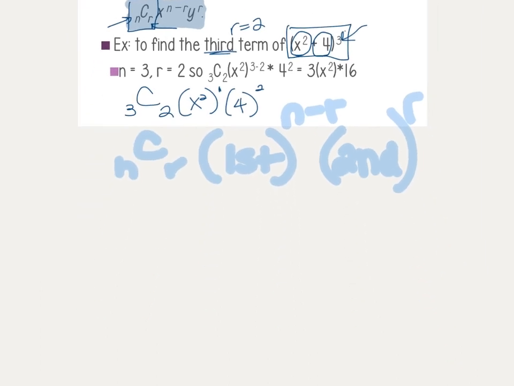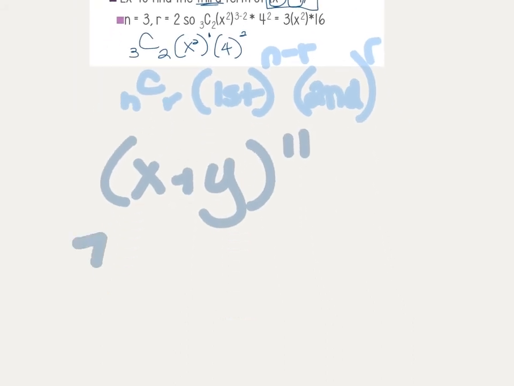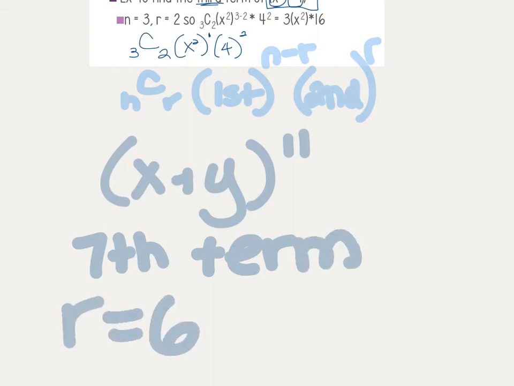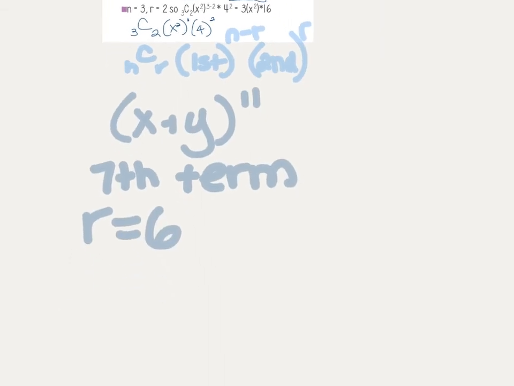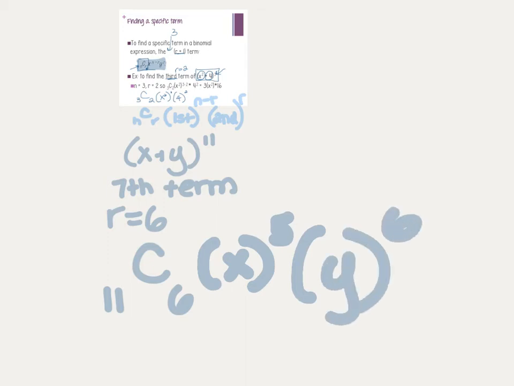So if whatever's in here is raised to the 11th, let's just say, and I want to find the 7th term. Oh, okay, so then r would be 6. R is 6, exactly. And then I would do C, n, r. And then I would do x, which in this case is x, to the n minus r, which would be 5. And then the second term, which in this case is y, to the r, which is 6. Does that make sense? Okay.